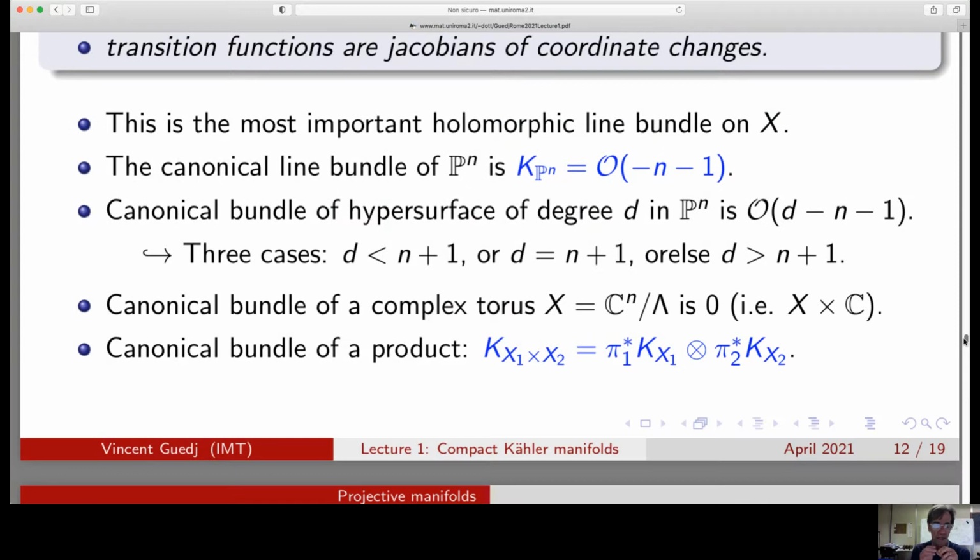Another important example is the observation that the canonical bundle of a product is just the pullback by the projections of the two canonical bundles. And for the torus, any holomorphic n-form on the torus can be pulled back to a holomorphic n-form on C^n, and dz1 wedge dz2 wedge ... wedge dzn is a global nowhere zero holomorphic n-form on C^n. This shows that the canonical bundle of the torus is trivial. It is isomorphic to the trivial bundle.